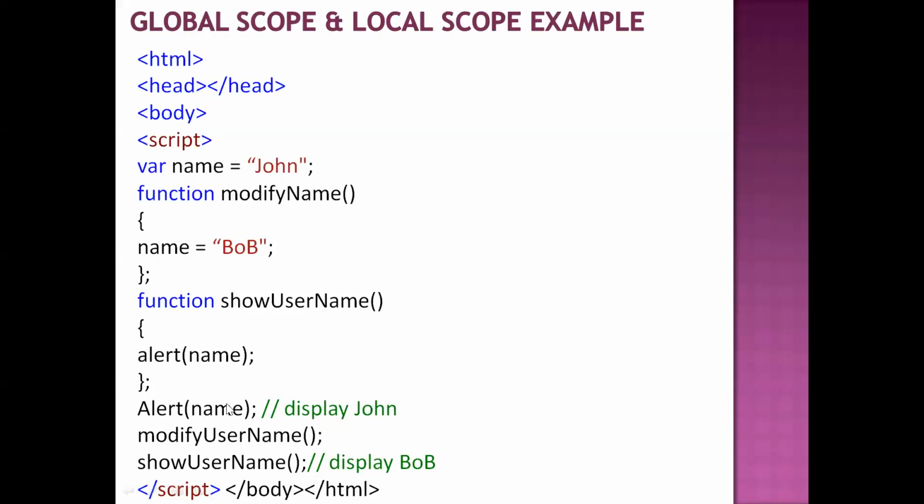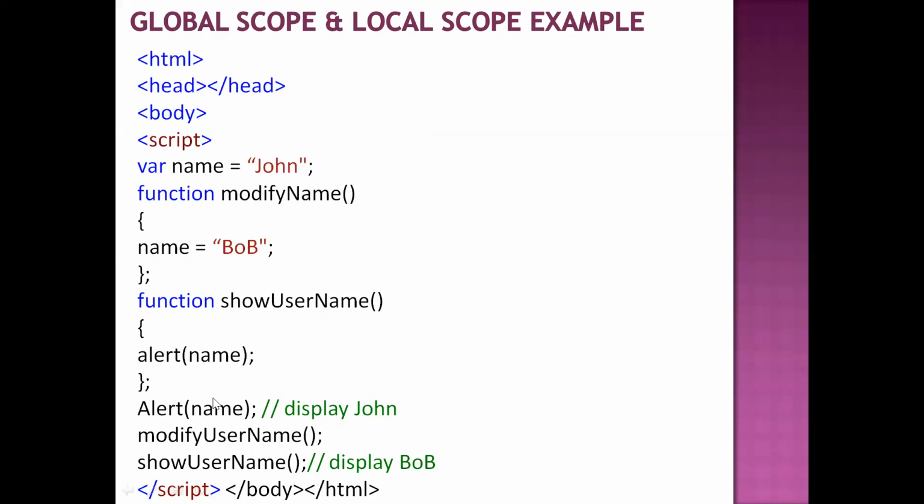After this statement, I am calling the modify username method. So automatically the control comes to this function, and inside this function I am assigning the Bob value now. Now here I am calling the show username function. Whenever I call the show username function, it will print the name that is assigned. So in this case, it will print the value Bob.